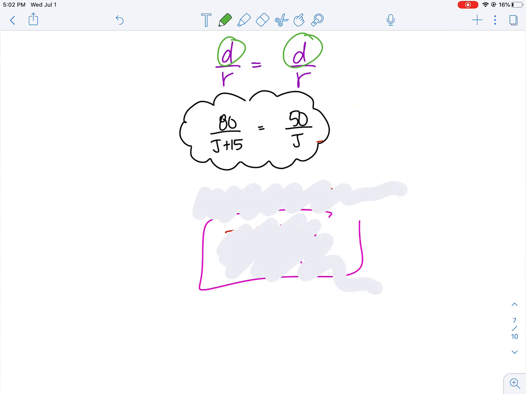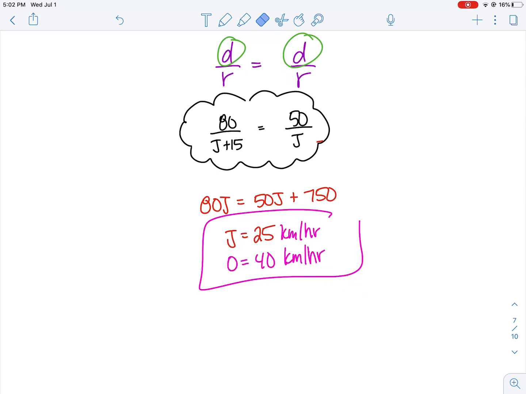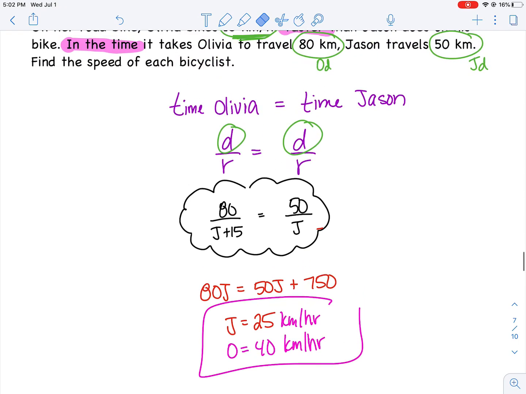When I cross multiply, I'm going to do 80 times J, and 50 times J plus 15, making sure I distribute the 50 to the J and the 15. So you should end up with 80J equals 50J plus 750. I can subtract 50J from both sides, and divide, and you should end up getting J equals 25. Now remember, the J from your problem represented the rate of Jason, his speed. So we need to label it correctly. Jason is going to go 25 kilometers per hour.